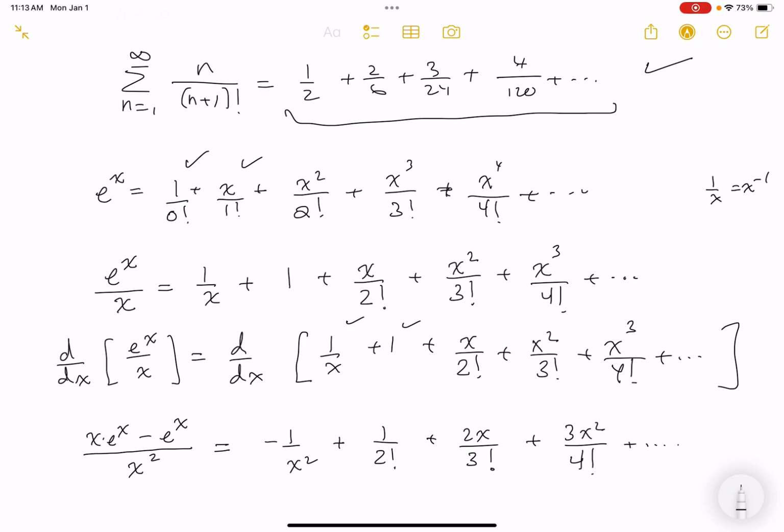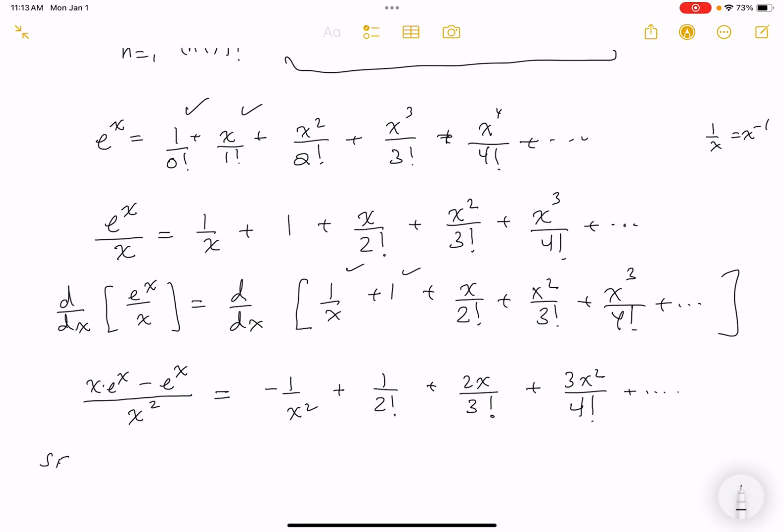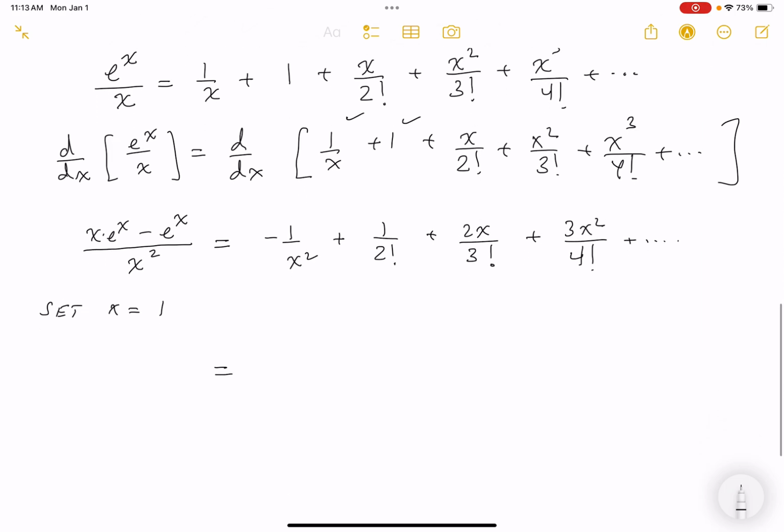I'll tell you why. If I let x be 1, so I'm going to set x to be 1 now. What are you going to get? Let's write this down. Let's do the left side first, though. If you set x to be 1, on the left side, you would get e to the 1 minus e to the 1, which would be 0, over 1, which is 0. Let's do the other side, though. What are you going to get? Minus 1, that's the first term, plus 1 over 2 factorial, plus 2 over 3 factorial, plus 3 over 4 factorial, plus yada, yada, yada.